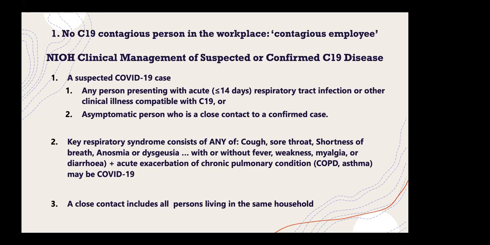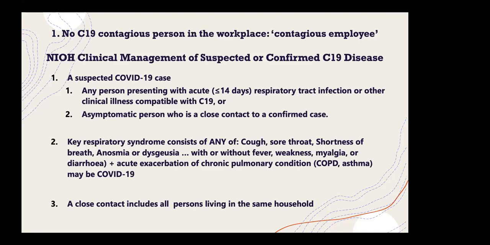Here I've got on the contagious employee, this is the current website of NIOH. What is a suspected case? It's any person presenting with an acute respiratory tract infection of less than 14 days, or any other clinical illness compatible with the C19 symptoms that we saw just now. It's an asymptomatic person who is a close contact. Close contact is more than 15 minutes within 1 meter of a confirmed case.